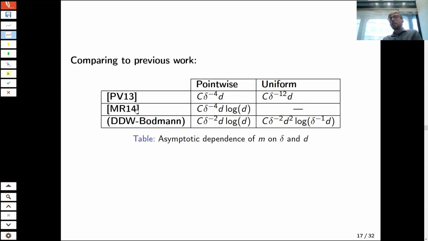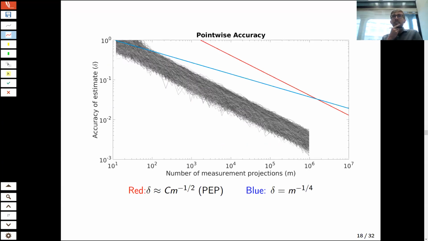And then for a more specific paper that actually was looking at the one-bit phase retrieval problem, there is a paper by Rua and Sasko, where they get delta to the -4 d log d in the pointwise case, but they don't derive any uniform results. And so you can see that we were able to improve these bounds with a better delta dependence, and at least get a uniform bound for one-bit phase retrieval, which is really nice. And I'll give you some pictures to show how these things compare.